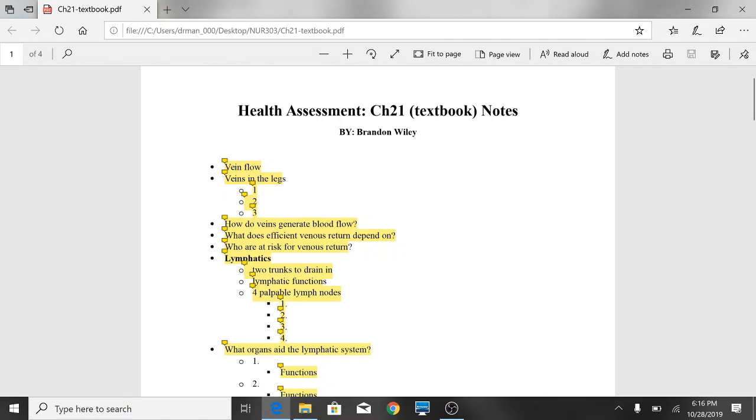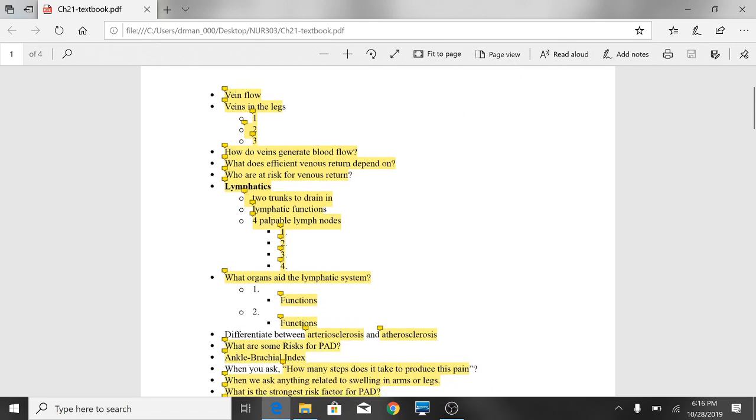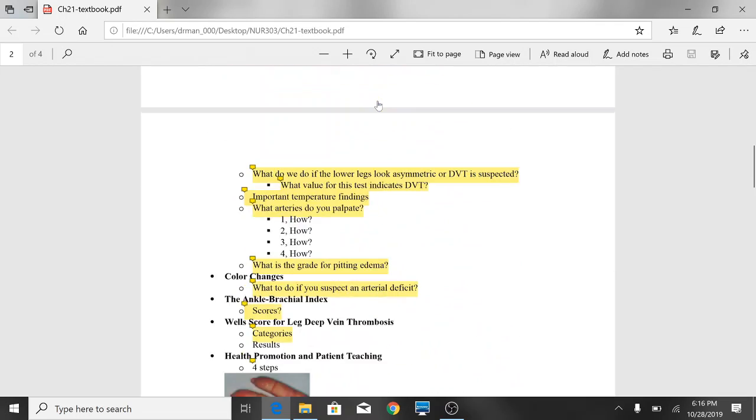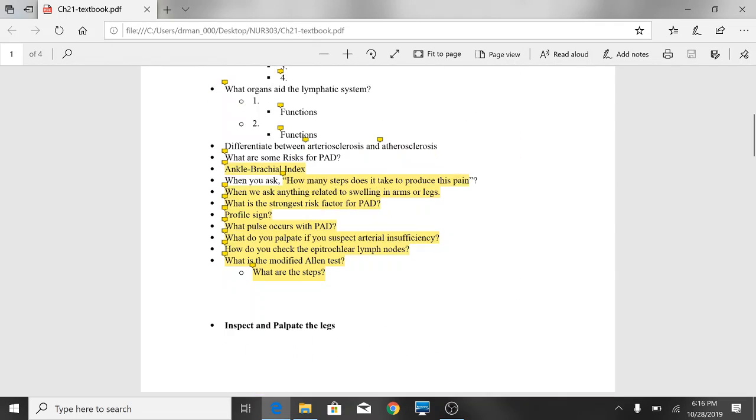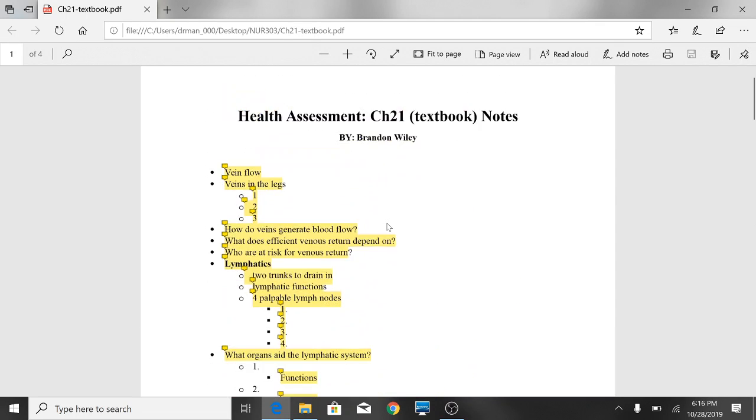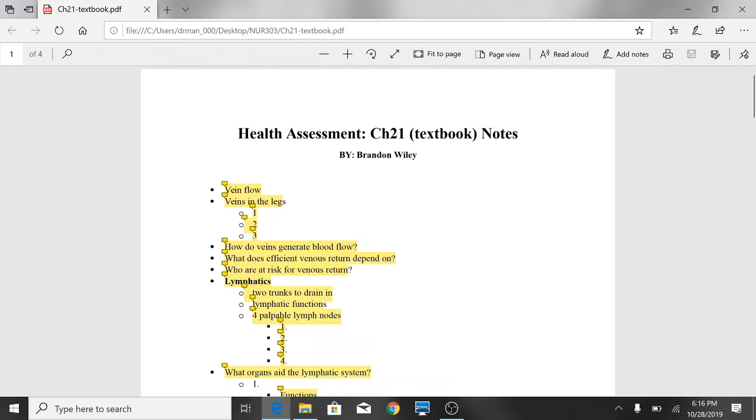Today we're going to review the textbook Health Assessment, Chapter 21. These are notes, basically what I thought was important. I didn't really want to do this, but I thought in the long term it would help me out for finals, and just in the future, if future Brandon decides he needs to learn more about Chapter 21, which is the peripheral vascular system and the lymphatic system.